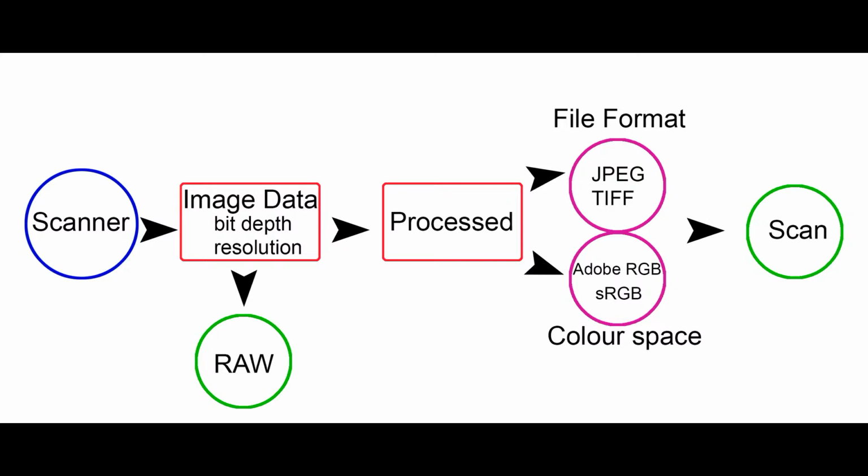So as you can see from this flowchart, the raw file basically is a digital image that doesn't contain any of the colour space information. If you've got any sharpening on the scanner setting or any descreening on the scanner, those things will all be omitted. They're only included if you're using the JPEG or TIFF option.